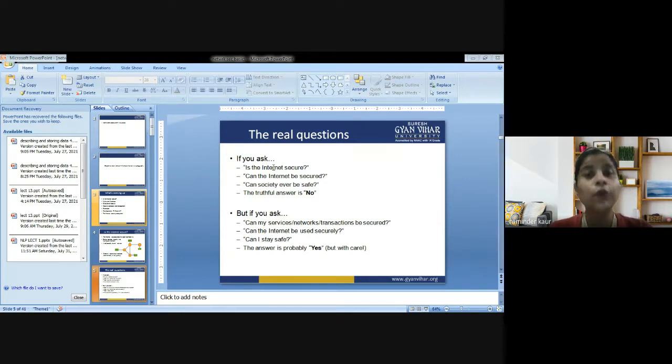Yes, they could be if you are following certain measures. Can the internet be used securely? Yes, because there are so many protocols that are there, and you can take the full advantage of the same. Can I stay safe? Yes, you can, by following various measures. The answer is probably yes, but with care.